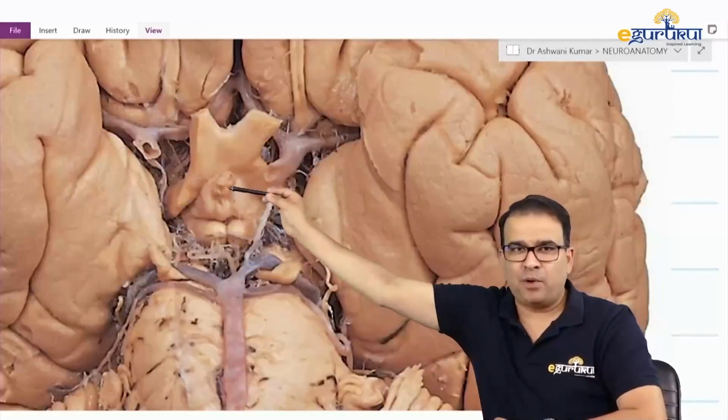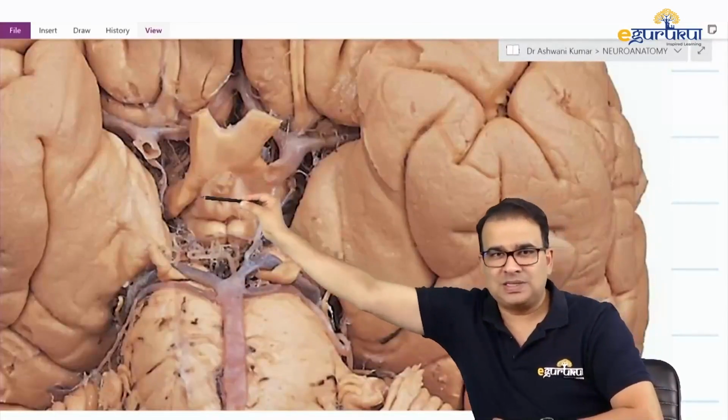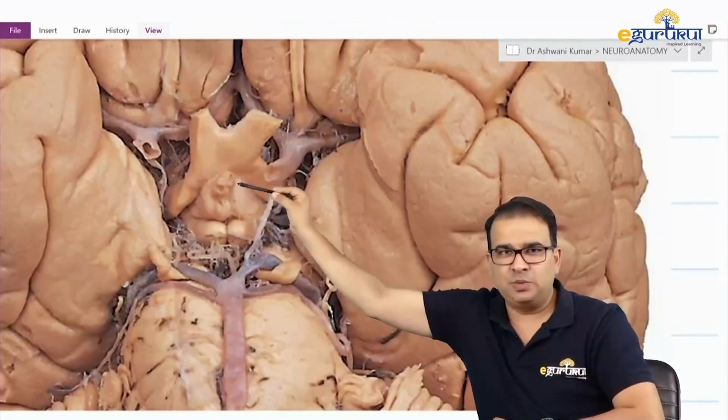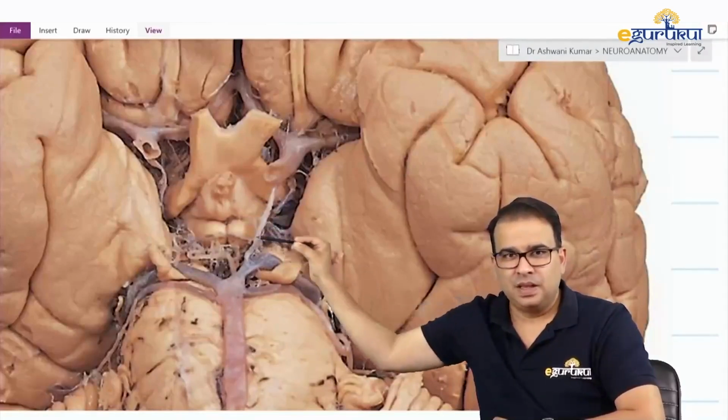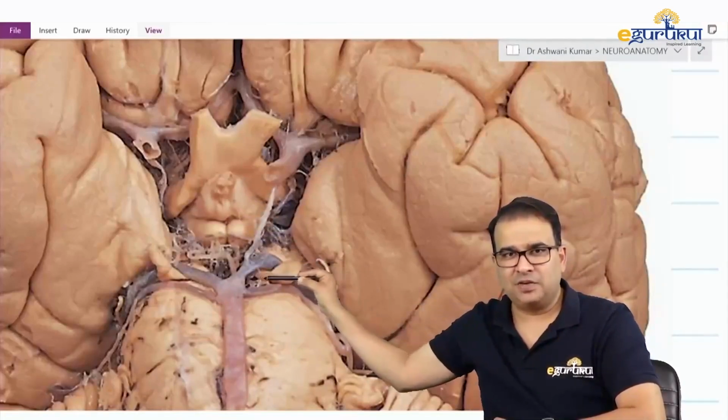Content wise, look at where I'm pointing. This is the infundibulum and tuber cinereum. Look at this. This is the infundibulum and tuber cinereum. You can see those two mammillary bodies. Third nerve. Can you see the third nerve over there? That's the third nerve coming out here.